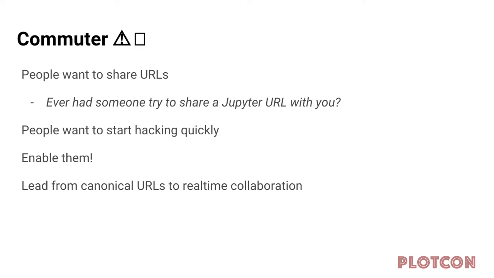And so the important thing about Commuter and why we wrote this as one separate thing that does rendering is that everybody wants to share URLs. And if you've ever shared a Jupyter notebook URL before, you would know that you're effectively sharing your live session with them, even if you didn't mean to, and they end up squashing each other's work. So we just wanted a canonical place for people to be able to go, oh, here is my notebook. Whether or not their notebook server was online, they'd be able to serve it from one canonical place.